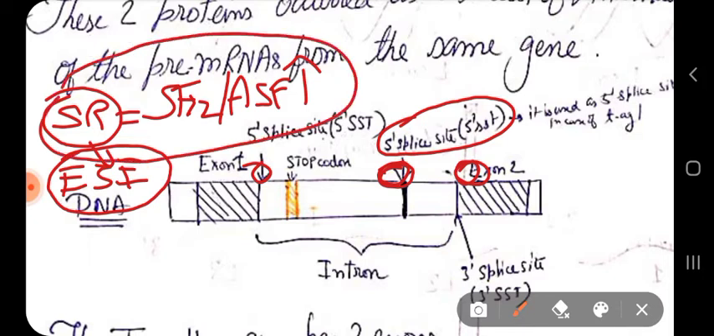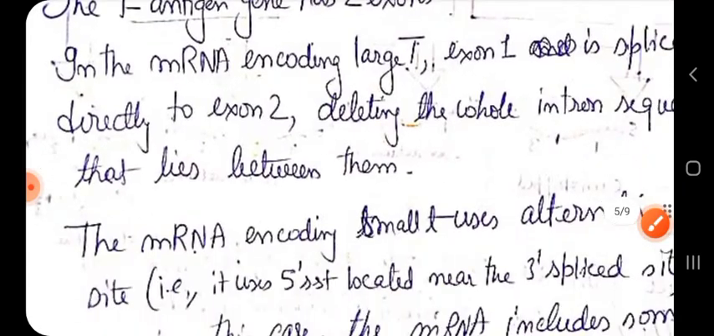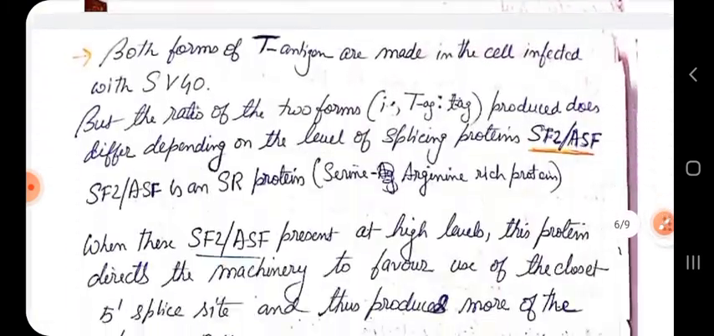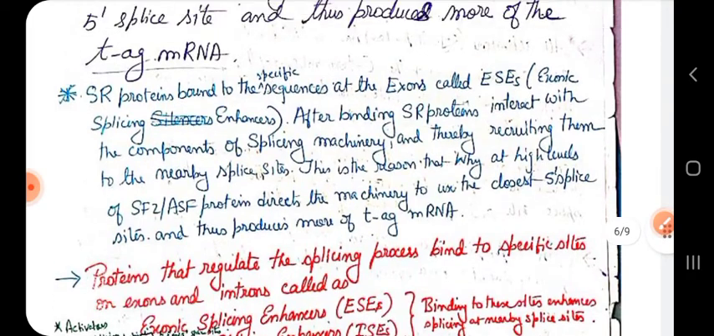And thus by binding to the exonic splicing enhancer, they will recruit the spliceosome machinery, the spliceosome complex, to come and bind and grab on and carry out the splicing process. That's the main reason why high levels of this SR protein, SF2 ASF, that is your serine arginine rich protein, lead to the splicing of the alternative 5' splice site and to the production of more mRNA, which codes for the small t antigen gene.